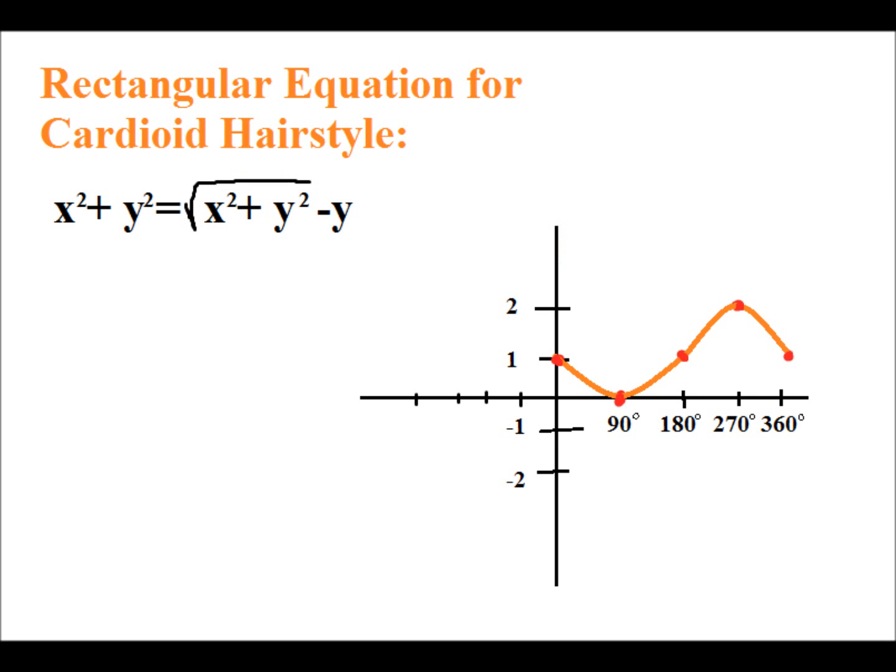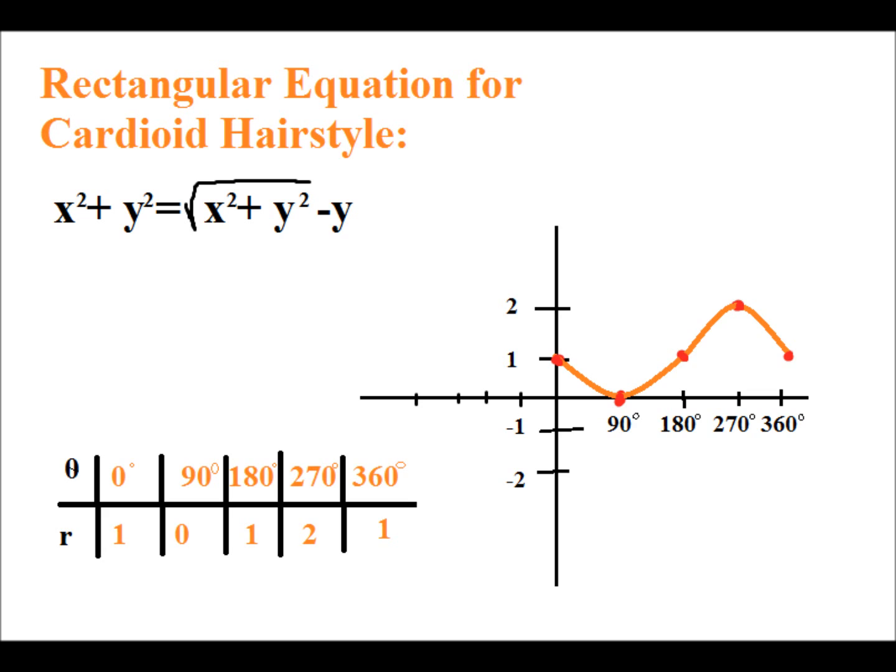The complete table of the cardioid is that when theta is at 0 degrees, the r value is at 1. When theta equals 90 degrees, the r value is 0. When the theta value is 180 degrees, r equals 1. When theta equals 270 degrees, r equals 2. And when theta equals 360 degrees, r equals 1.